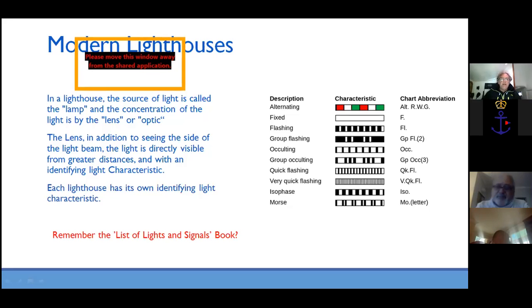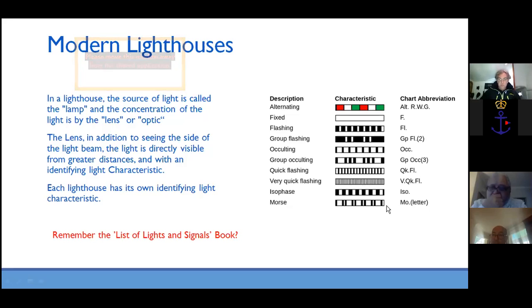Where do we get that? You remember our book, The List of Lights and Signals. Right in the beginning, we spoke about list of lights and signals. That will have a display like this on the right-hand side for every single lighthouse. And if you buy the South African one, it goes from Namibia all the way around to Richards Bay and beyond. So every single light has this sort of detail. So you can identify a specific light by its characteristics.